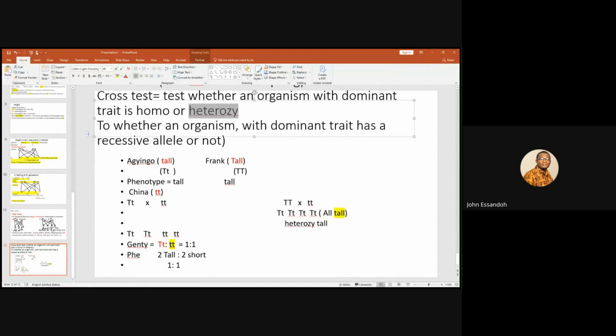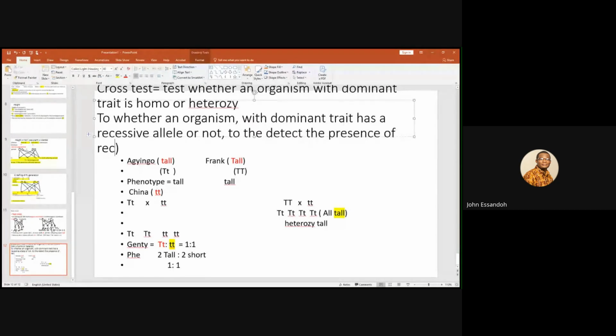So another way I can put the same test cross is to say that I do it to detect the presence of a recessive allele in a dominant trait. Because if you have the dominant trait and you have a recessive allele, it means you are heterozygous. If you don't have it, you are homozygous.